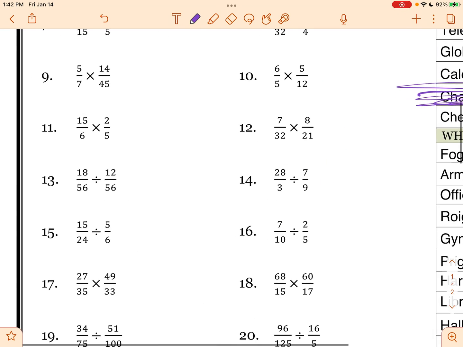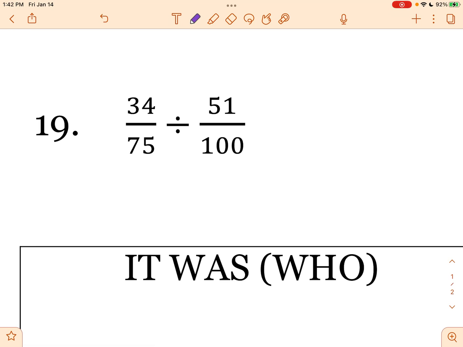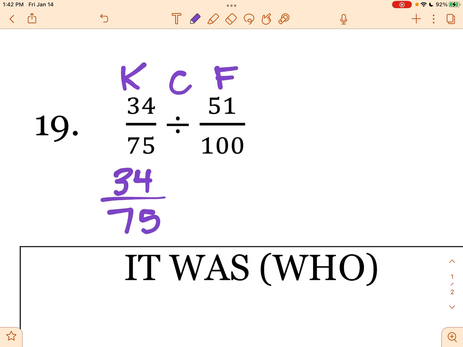Alright. So I have a few more problems I want to do with you. Let's take a look at number 19. We have 34 over 75 divided by 51 over 100. First thing that we need to do is we need to do keep, change, flip because we are dividing. So we have 34 over 75. We change our division sign to a multiply, and then we flip 51 over 100 to be 100 over 51.